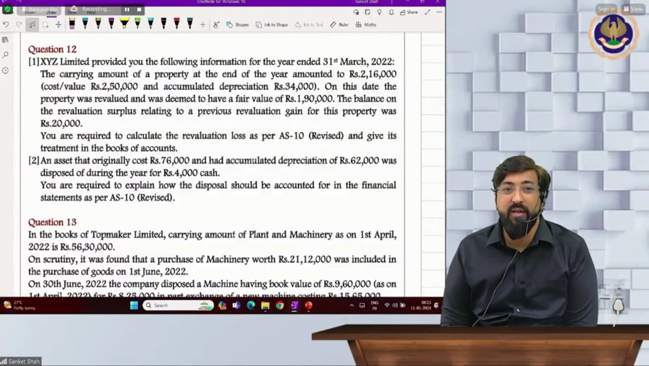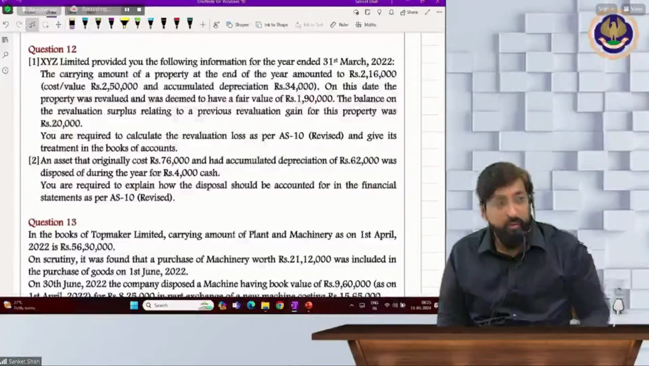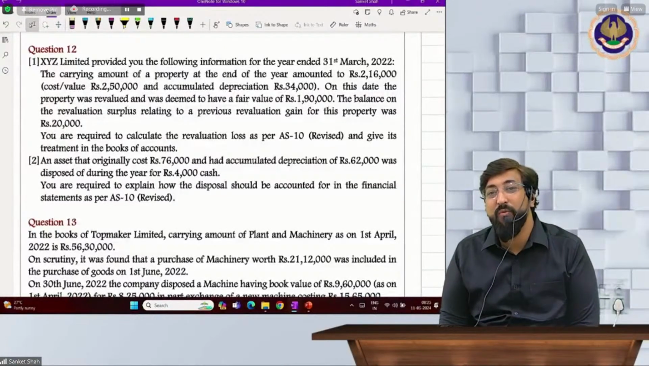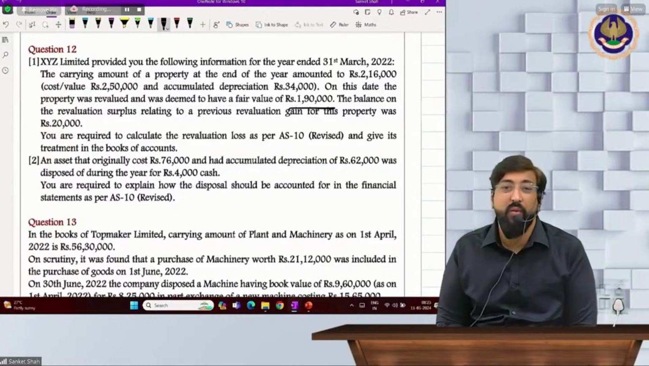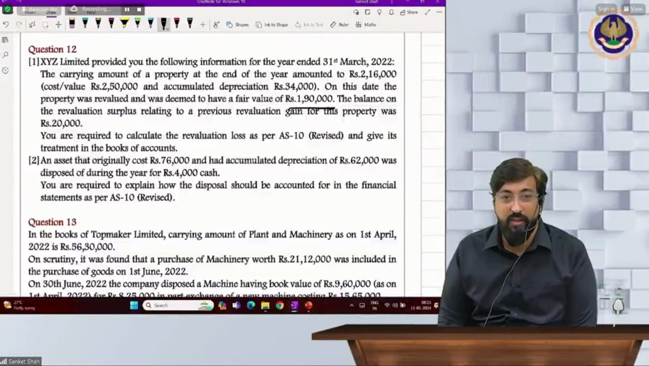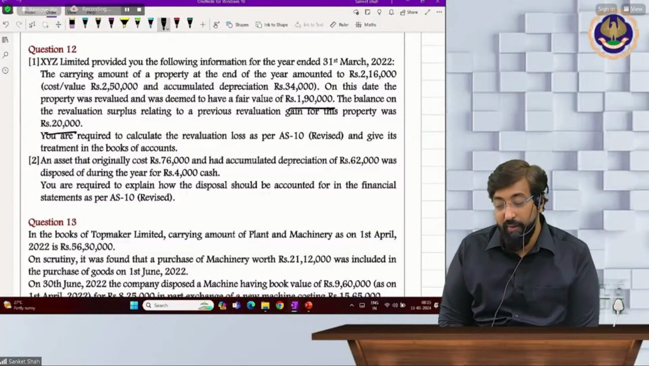On this date, the property was revalued and was deemed to have a fair value of 1,90,000. What is the fair value? 1,90,000. And the balance on the revaluation surplus from a previous revaluation gain for the property was 20,000. You are required to calculate the revaluation loss. So you already assessed 20,000 as revaluation gain.